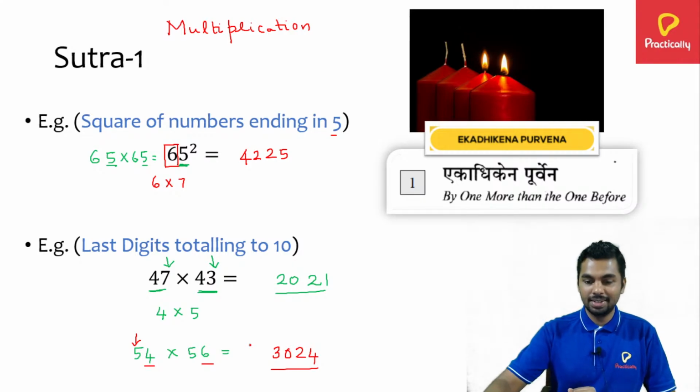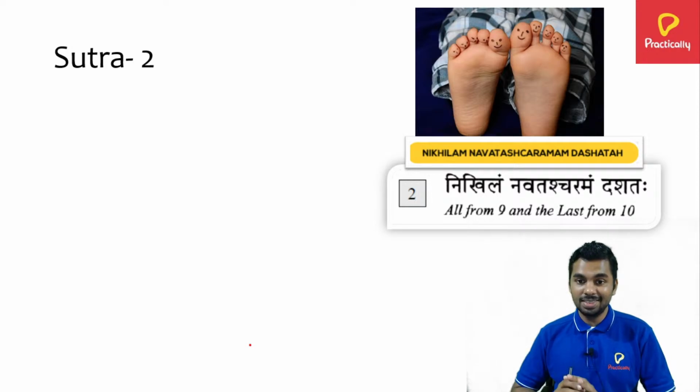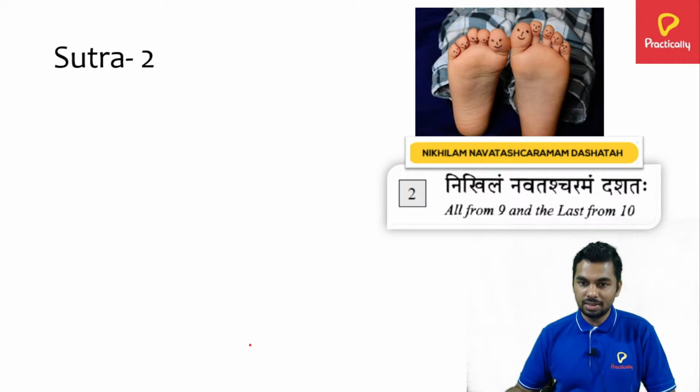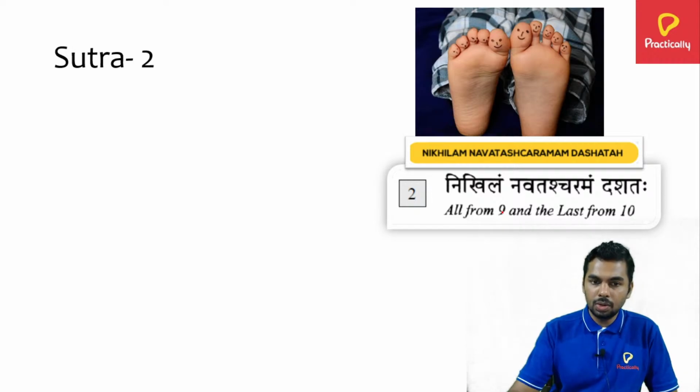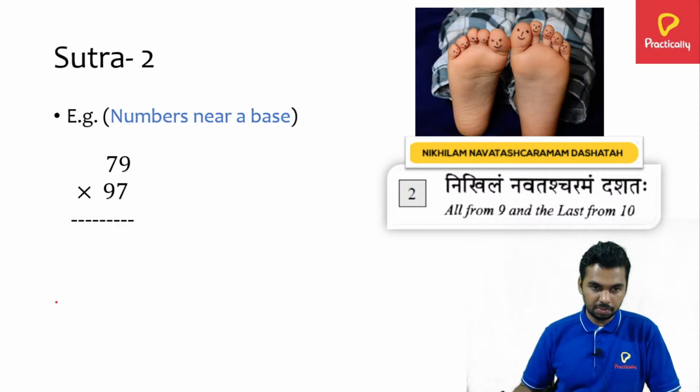All right. So let's go to Sutra 2. Some of the students have already learned the name of the sutra. This is called the Nikhilam method, or all from 9s and the last from 10. So let us see a few examples of this. We have already dealt with it in part 1 and part 2 of the course. This is just a revision.